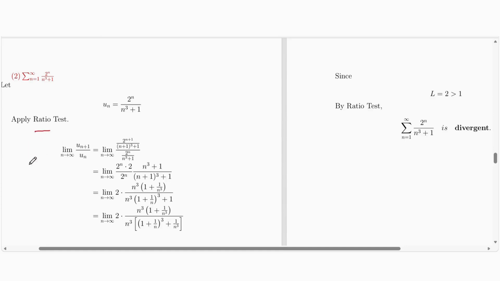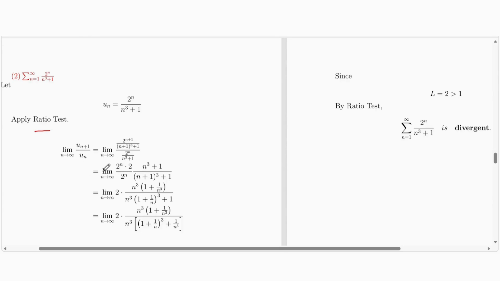Now what is the ratio test? For the ratio test, first of all we need to find the limit, limit n tends to infinity un plus 1 upon un. Here un is the nth term of the series and un plus 1 is the n plus 1th term of the series. So here this is my un. How to find un plus 1? Here n is replaced by n plus 1. So we get un plus 1.